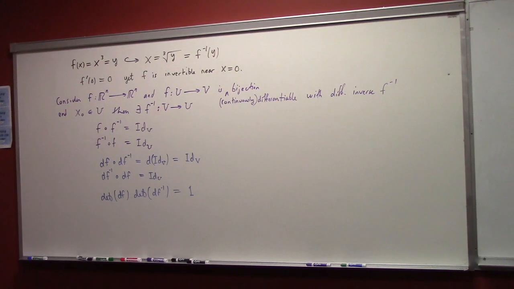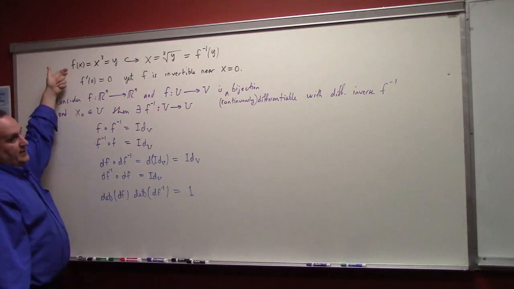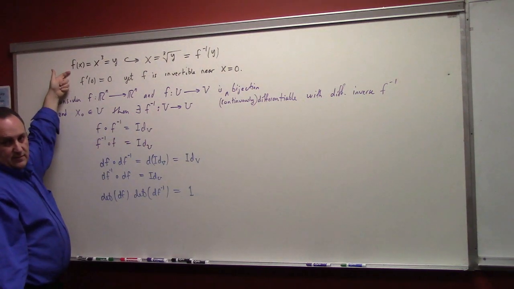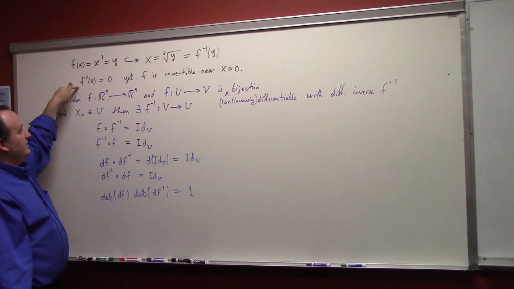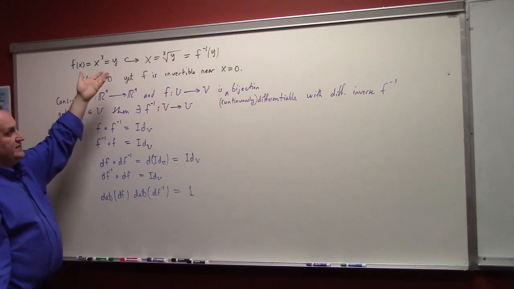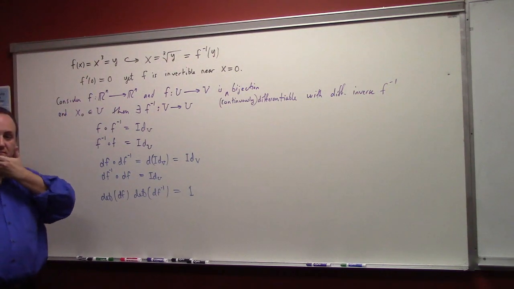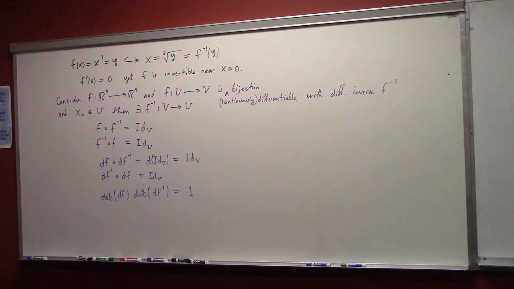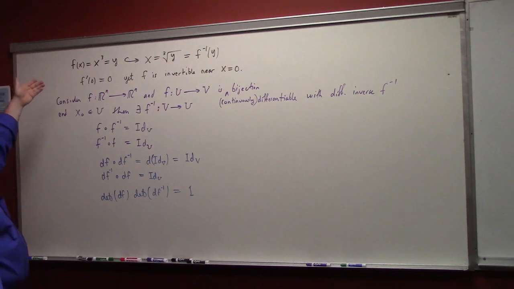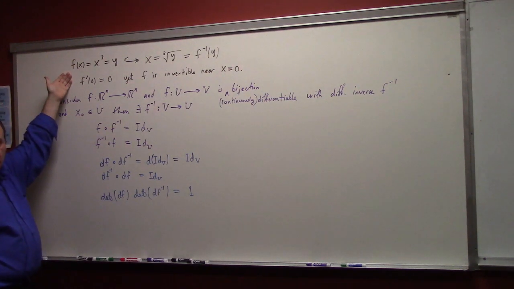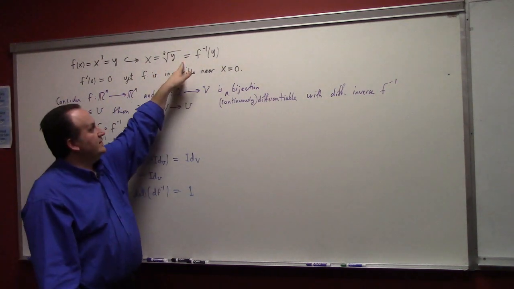How can this be? Because I have an example up here with an invertible function, right? And the derivative is 0. And yet the function's invertible. What gives? I mean, isn't f of x equals x cubed differentiable everywhere? Okay. What about the inverse? Is this differentiable everywhere?